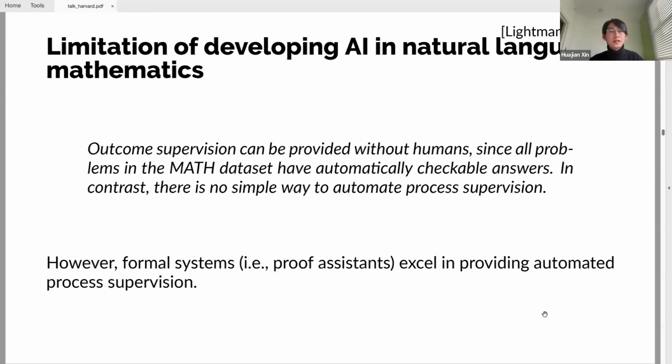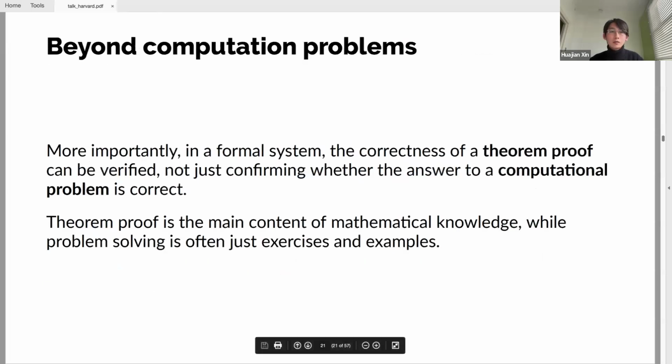This is where proof assistants offer a potential edge in supervised learning for AI in mathematics. More importantly, in a formal system, the correctness of a theorem proof can be verified, not just confirming whether the answer to a computational problem is correct. Theorem proof is the main content of mathematical knowledge, while problem solving is just exercises and examples.